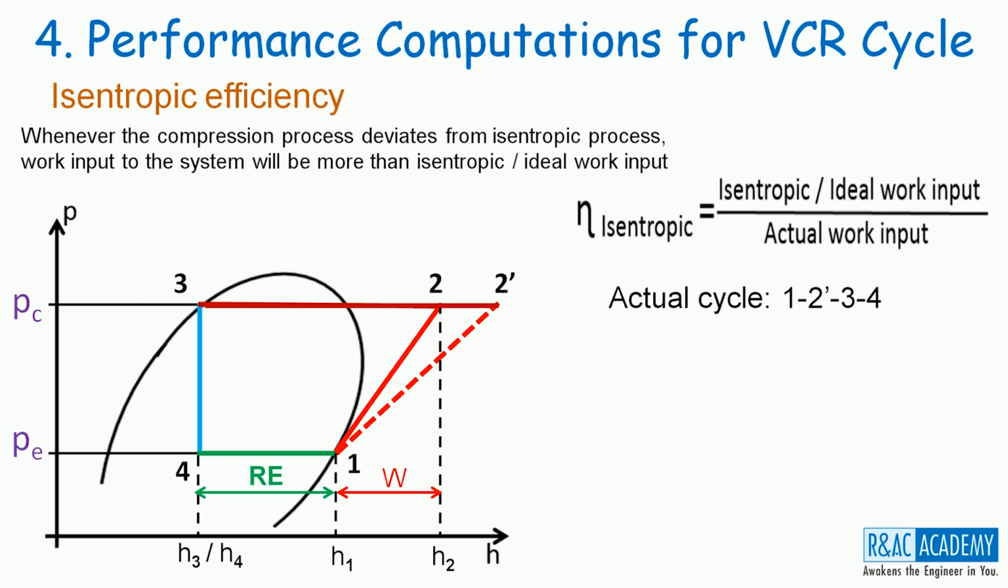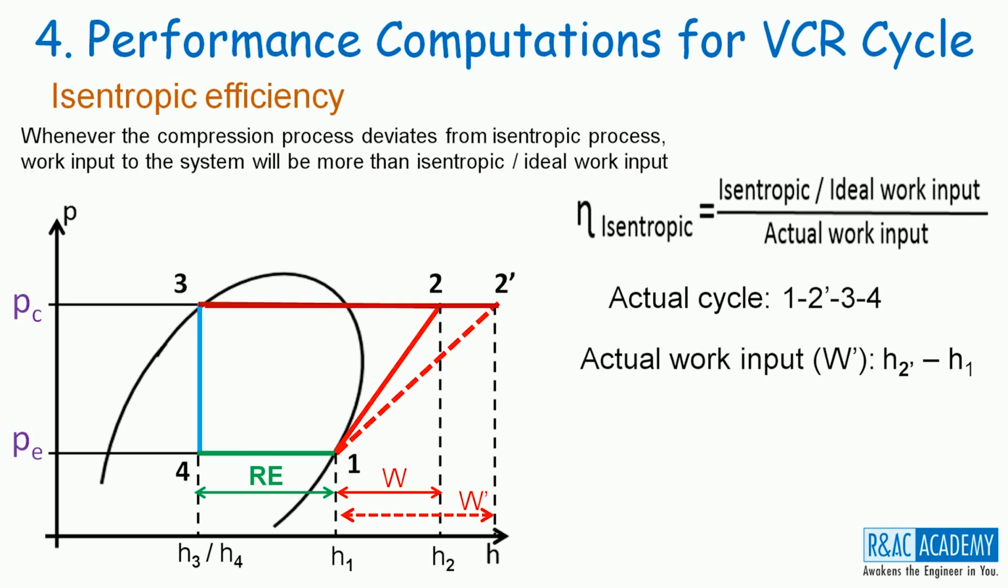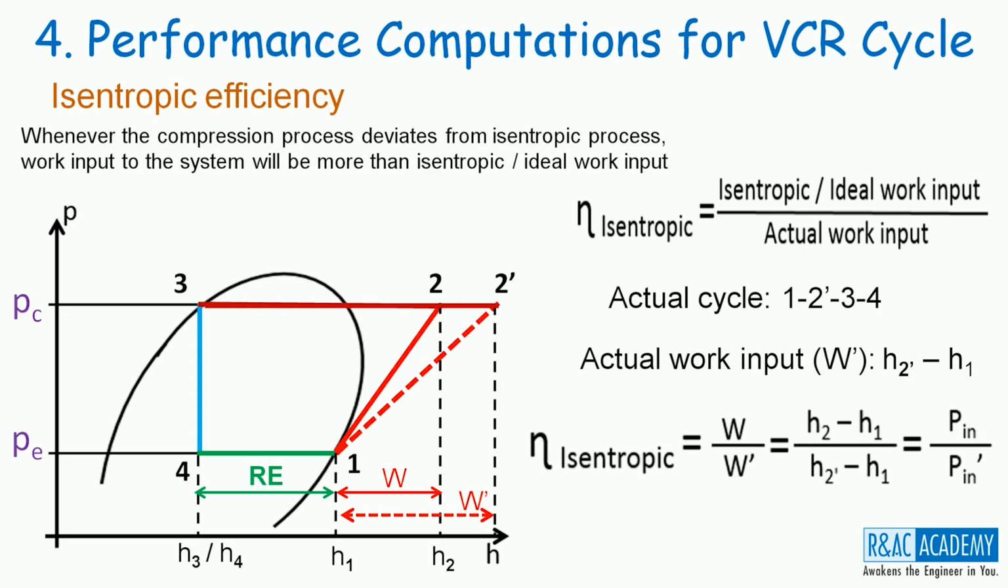And if you drop the state point 2 dash onto the x-axis, what you get is H2 dash. And the actual work W dash is equal to H2 dash minus H1, which is greater than the isentropic work input W. Therefore, the expressions for isentropic efficiency are W divided by W dash, H2 minus H1 by H2 dash minus H1, Pin divided by Pin dash.